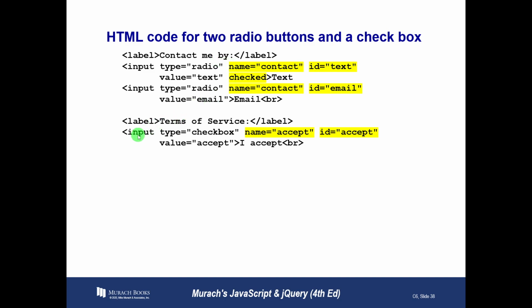Now it's the opposite when we get down here. We have a checkbox control. So input type equals checkbox. They have to have a unique name, and the name and ID attributes have to be set to the same value. So if you look here, the checkbox has a name and ID of accept. This is like, do you agree to our terms of service? And you check this box if you do agree. And the value would be accept if you've checked it.